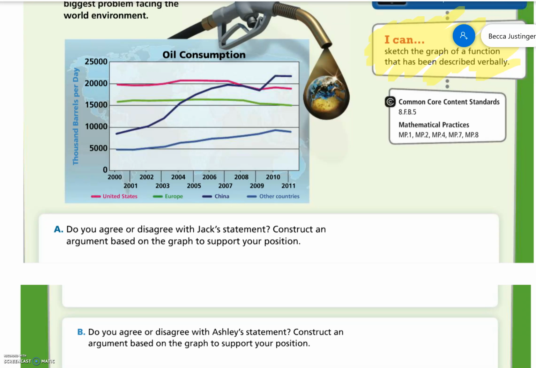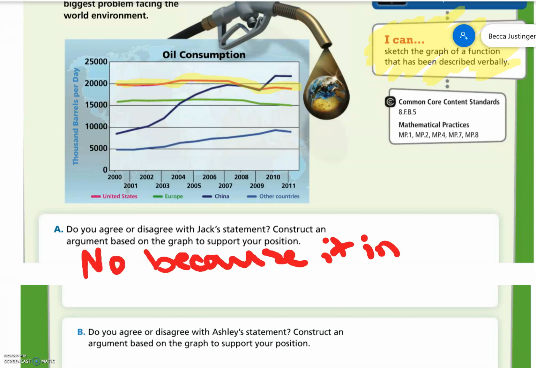Okay, so the United States is in the pink. So if we follow the pink, it starts below the 2000, then it increases, then it decreases. So I don't support Jack's statement of saying oil consumption in the United States has dropped a lot. Based on the beginning, it started lower, then it increased, then it decreased. So it ended up being around the same as it was 10 years ago. So no, because it increased, then decreased.